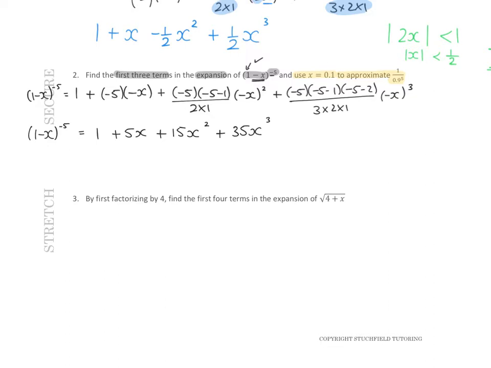Now it's asking me to use x equals 0.1 to approximate that there. So what I'm going to do is sub x into both sides of the equation. And this is really important because the left-hand side won't always give you exactly what you're asked for. So we are hoping to approximate this. If we sub this in, I have 1 minus 0.1 to the minus 5. And I'm going to sub that in on this side as well.